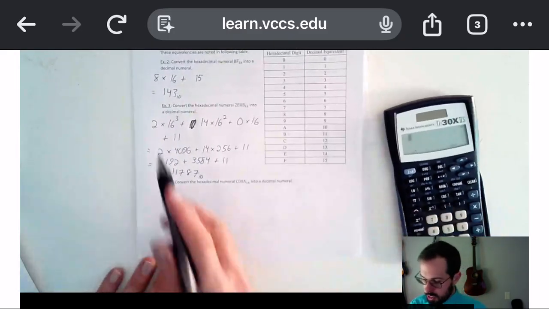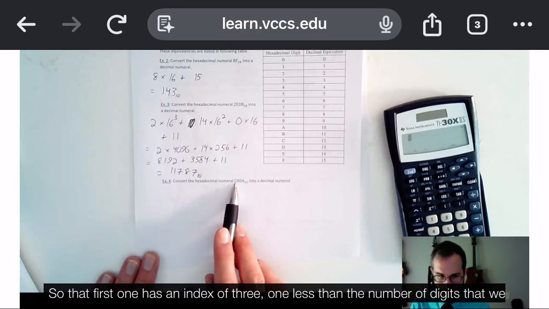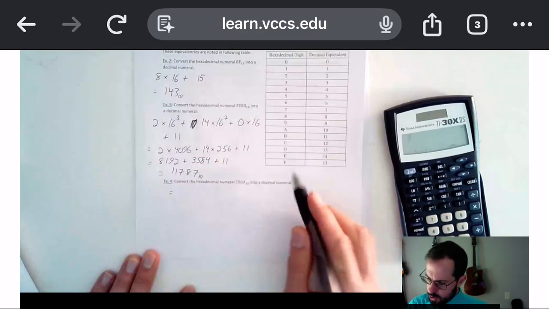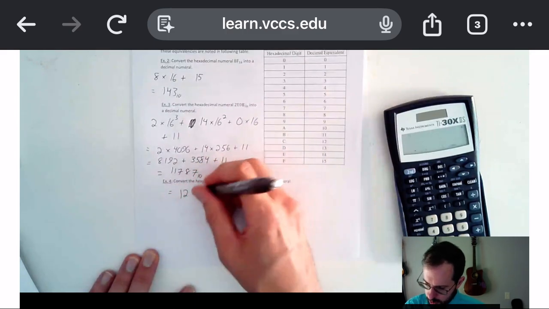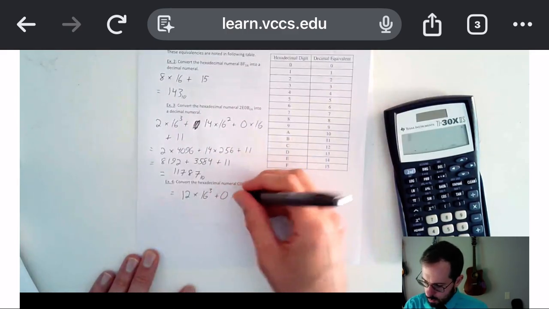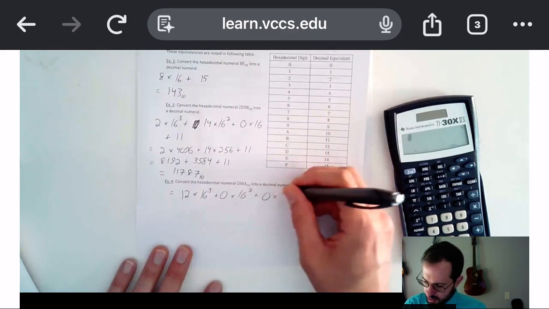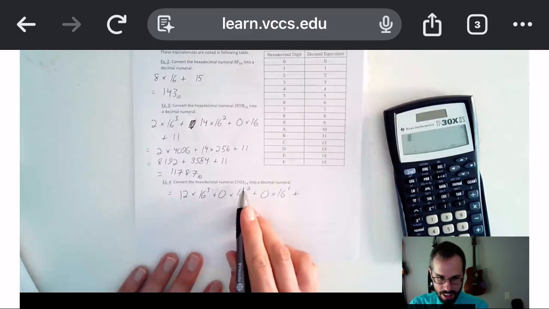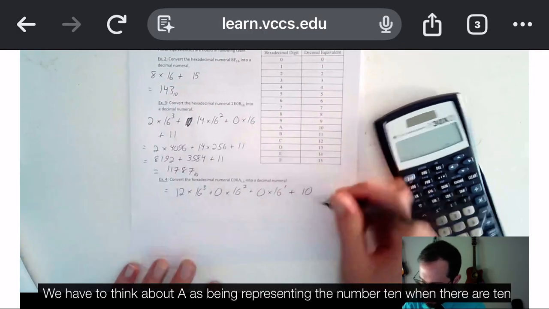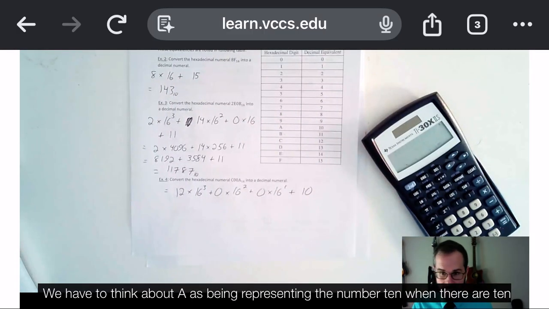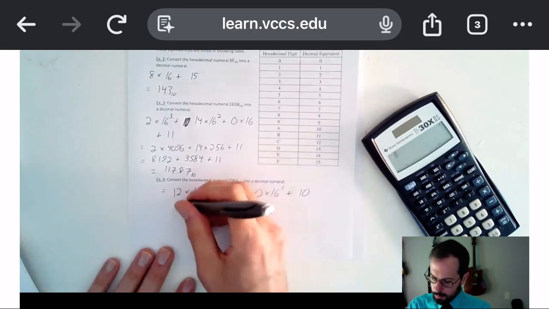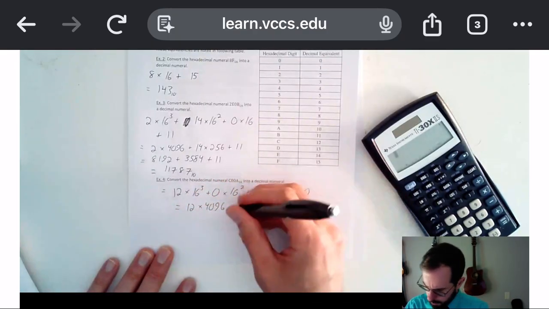Well, just like we did in the previous one, we know we've got 4 digits, so that first one has an index of 3, one less than the number of digits that we have. So C is equal to 12, so we're going to take 12 times 16 to the power of 3. We've got nothing times 16 to the power of 2, and nothing times 16 to the power of 1. And then we're going to add A to that. But again, remember, A is not a decimal numeral. We have to think about A as representing the number 10, when there are 10 things, like 10 fingers on my hands. All right, so we've got, again, 12 times 4,096 plus 10.